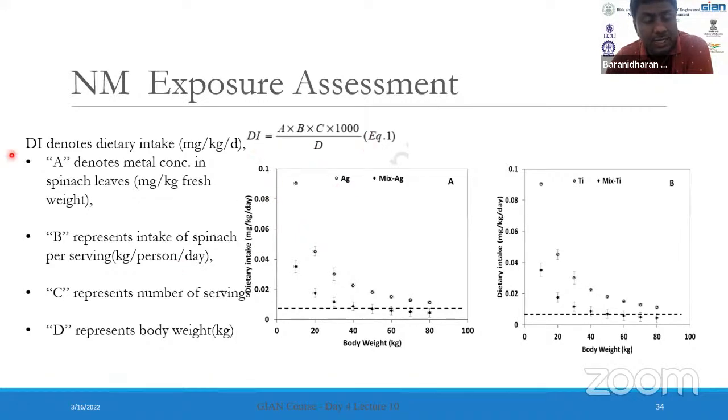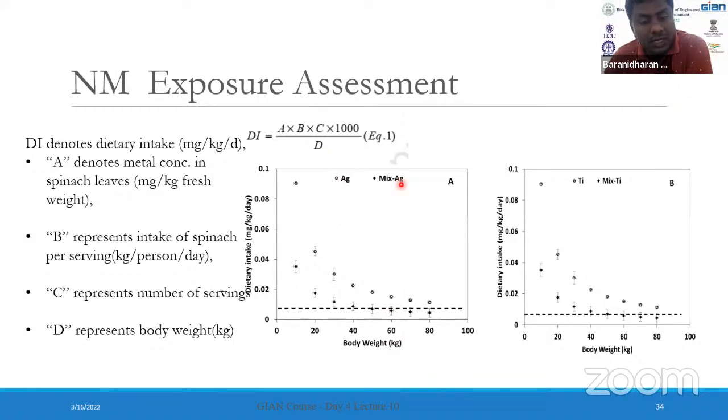Di is nothing but the dietary intake, A is the metal concentration in spinach leaves, which has been given as milligram per kilogram of fresh weight. B represents intake of spinach per serving. So how much amount of serving per person per day? It can be in grams or in kilograms. C represents the number of servings, the number of times that the food has been taken, and D represents the body weight.